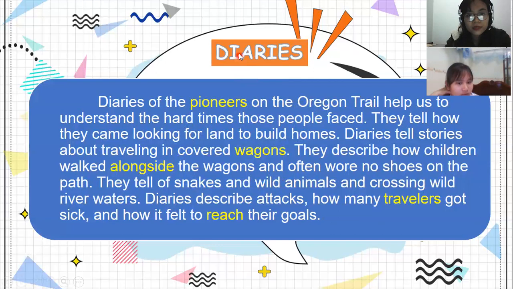Okay, so now in this one you need to mix here. Pioneers. I need to tell you first, let me write down something to fix here. The diaries tell the stories about, right? And the children walked along the wagon. No shoes on the path. They tell of snakes and animals and crossing the river waters. All right. Not much more.